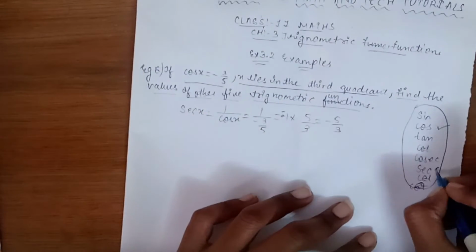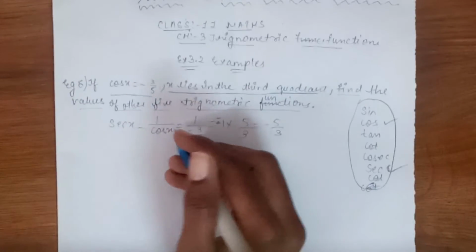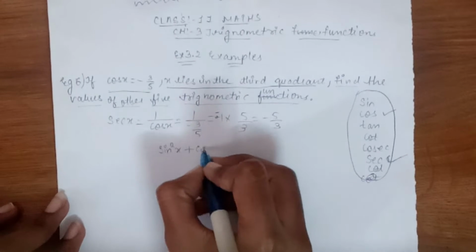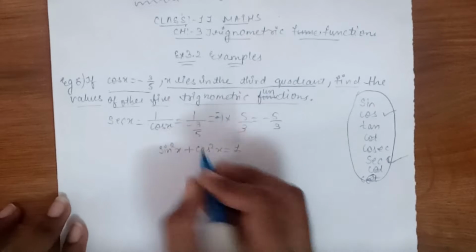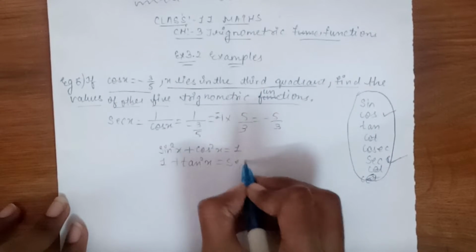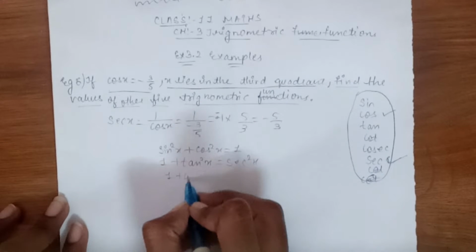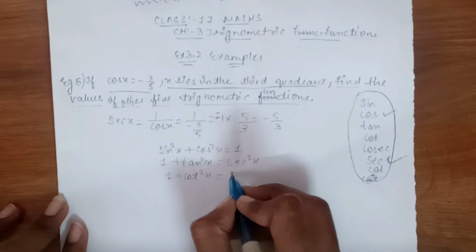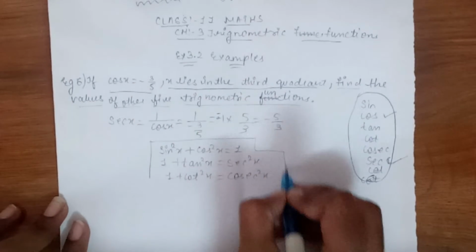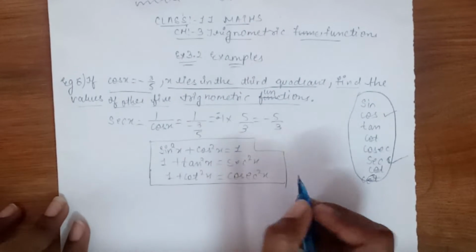So what are the trigonometric equations? One is sine square x plus cos square x is equal to 1. 1 plus tan square x is equal to secant square x. 1 plus cot square x is equal to cosecant square x. So these are the trigonometric equations which you need to learn. These are very important equations.